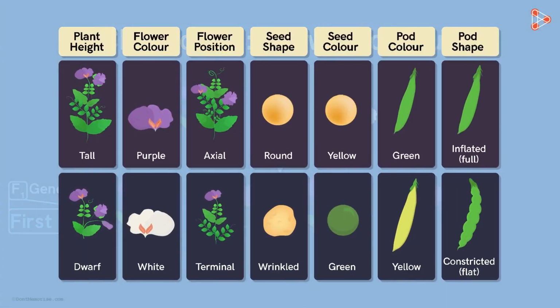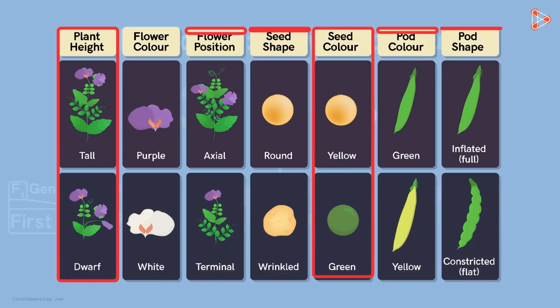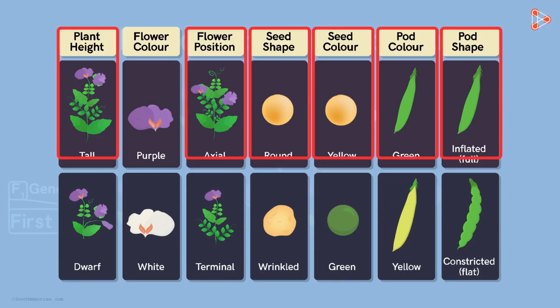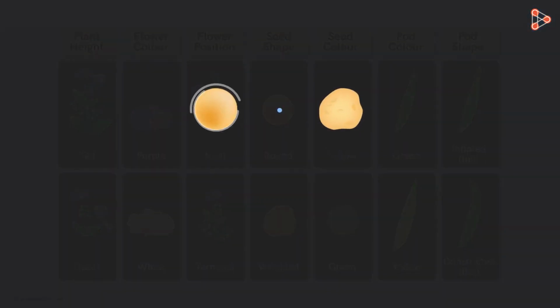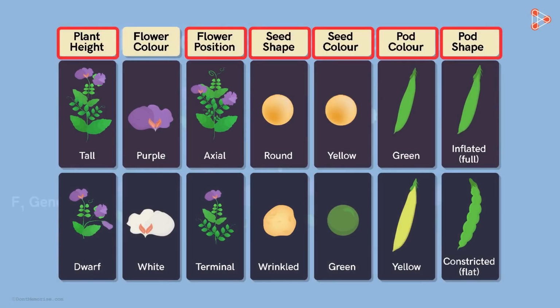Did he cross pea plants having other characters too? Yes, he considered all the other characters like plant height, seed color, and so on. And then he found that only one character is expressed in the F1 generation. For instance, he crossed a pea plant having round seeds with the one having wrinkled seeds. In the F1 generation, he obtained all the plants having only round seeds. It implied that the offsprings are similar to only one of the parents and do not have any resemblance with the other. And this was seen for all the characters.